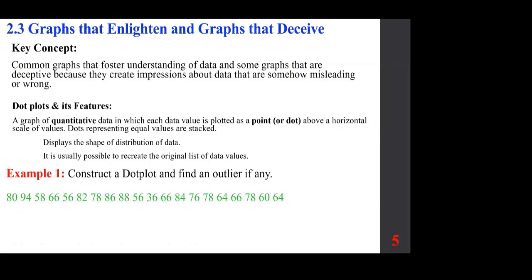So here's a simple example. We want to construct a dot plot and find an outlier, if any. The idea behind the dot plot is very simple, class. I want to make sure everybody understands what's happening. At top here, you just come up with a line. You can call it a number line even.